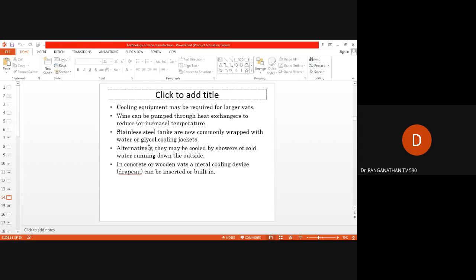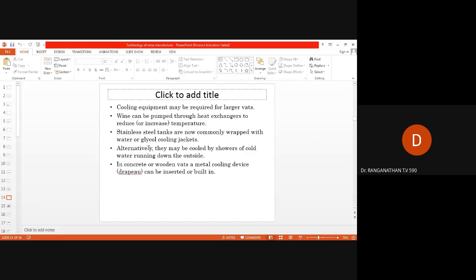Where the water passed in the outside jacket has a temperature of around 25 to 30 degrees centigrade. And normally, to ensure that the temperature is maintained uniform, a slight stirring can be done as and when it is happening. So that is what is essential.